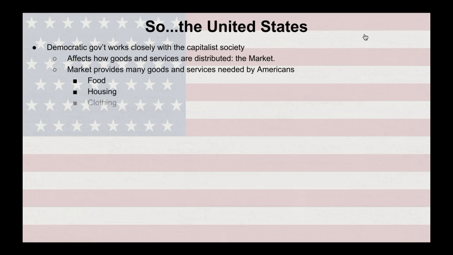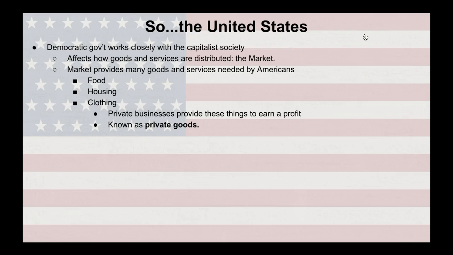Food, housing, clothing, right? Private businesses provide these things and then earn profits in return, right? And so when a private business manufactures clothing, they can sell it on the market, people purchase it, and those businesses take that profit that they have earned and they keep it. These are known as private goods, right? Private goods are things that you can go out and get just by purchasing them. And they're typically affordable to everybody on some level.